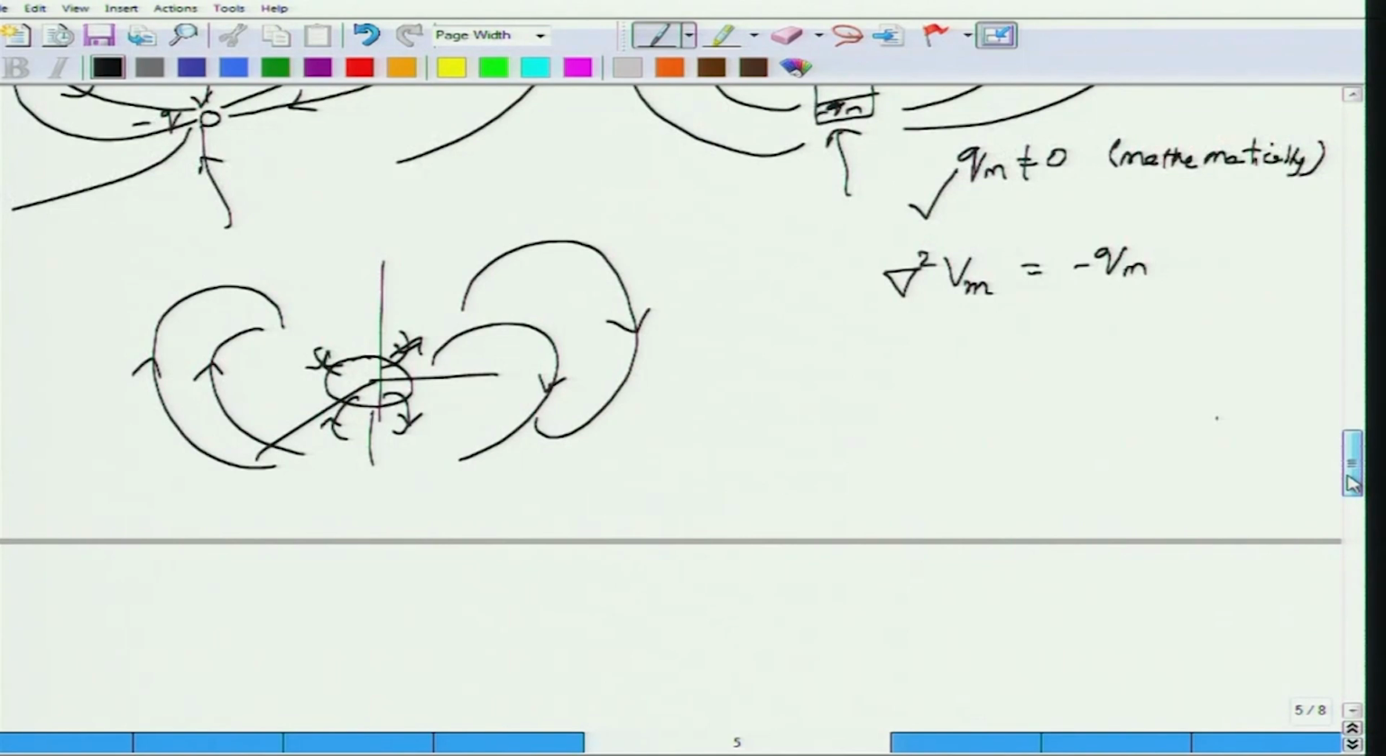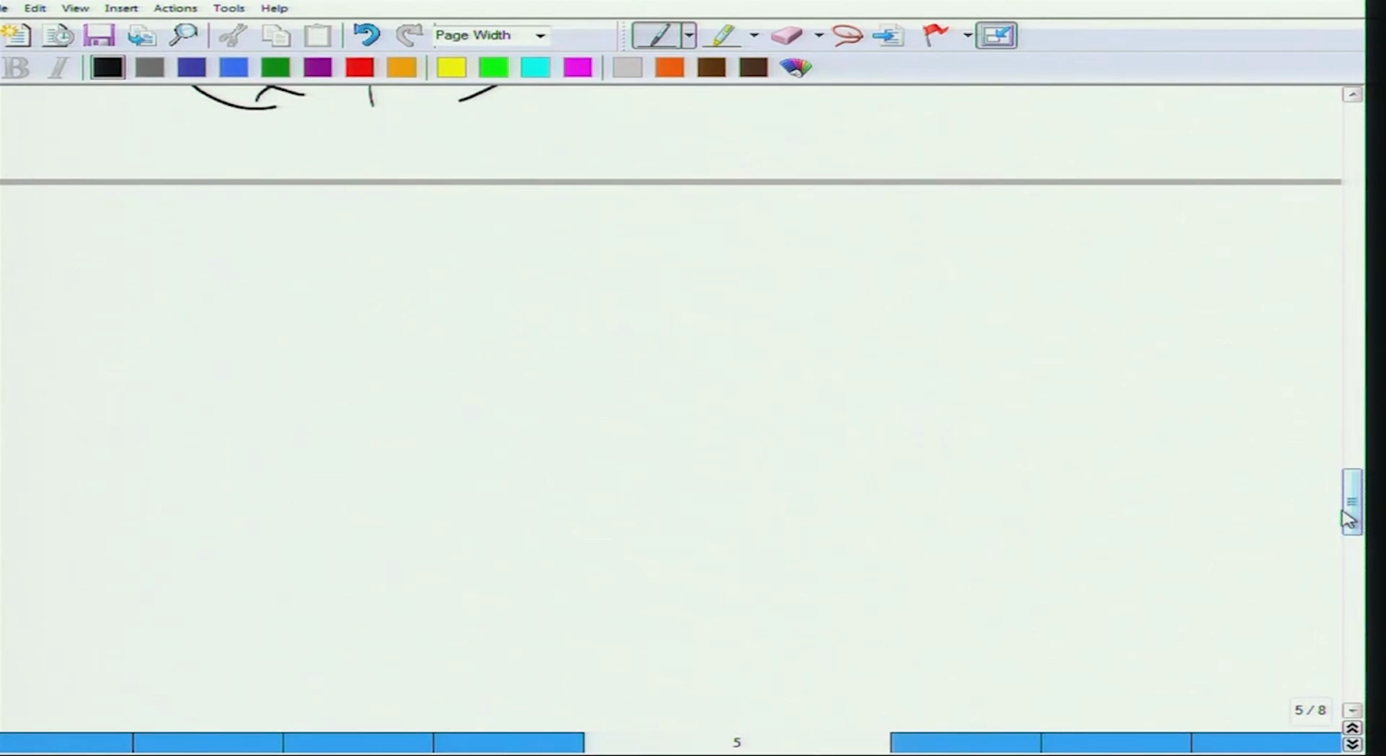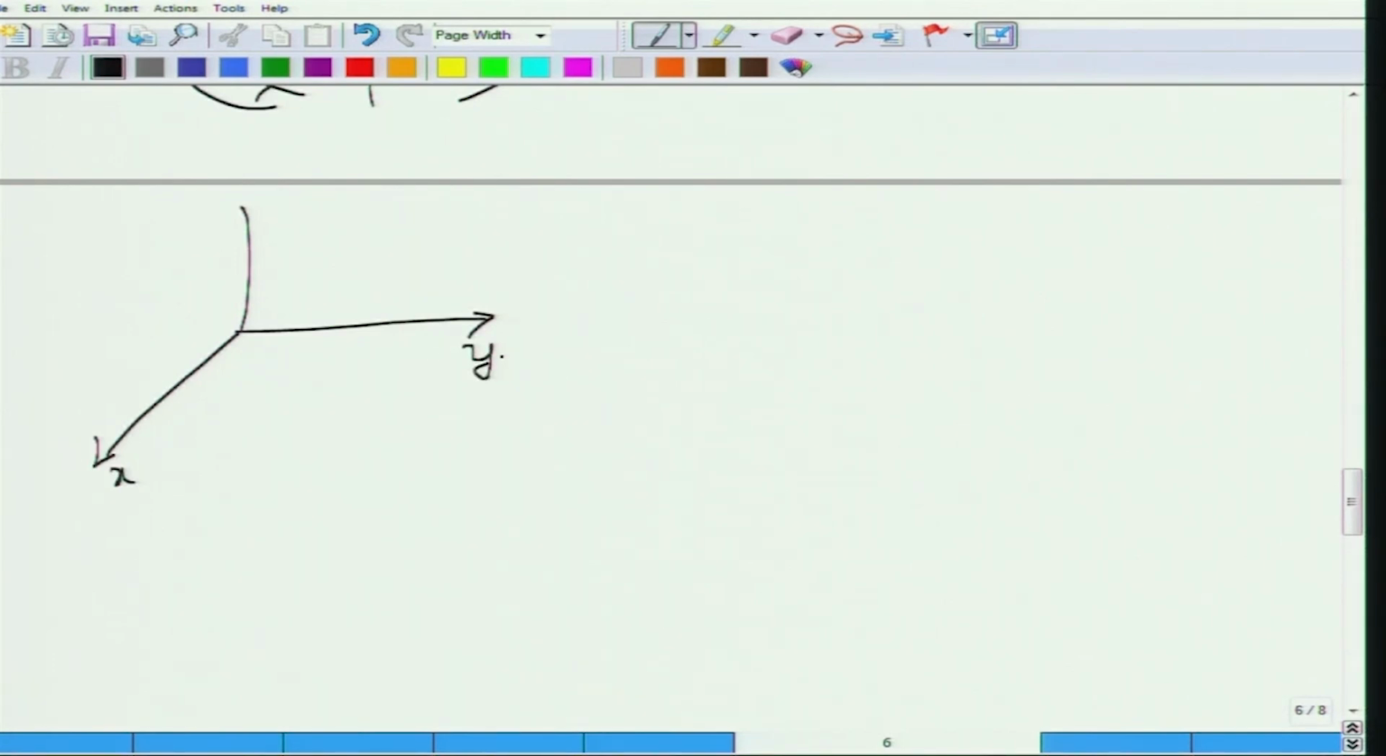This is the field of a dipole. Now what we are interested in is, if this dipole exists and we apply an external magnetic field, will there be a force on the dipole? It turns out that there will be a force on the dipole, and we want to calculate that force.